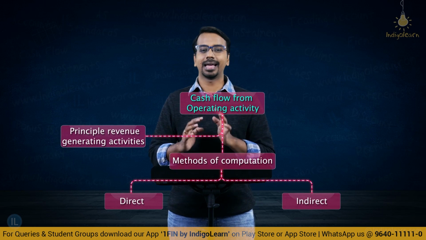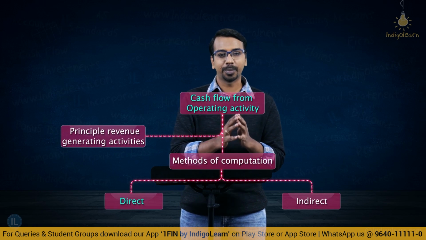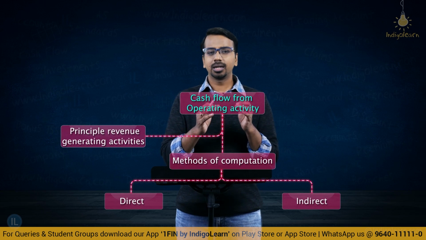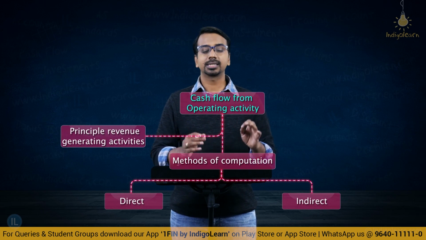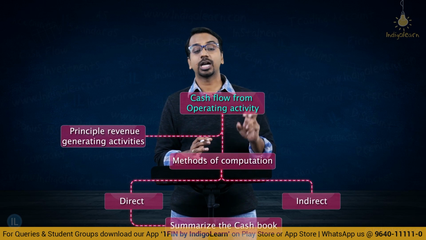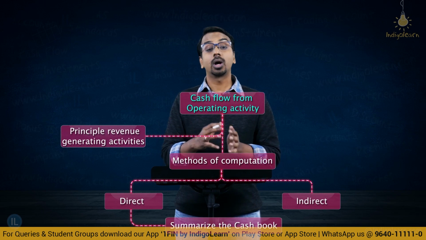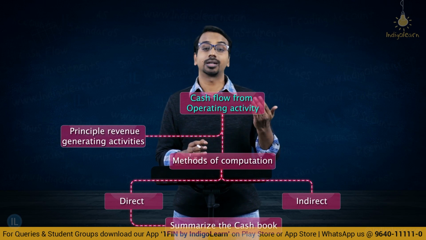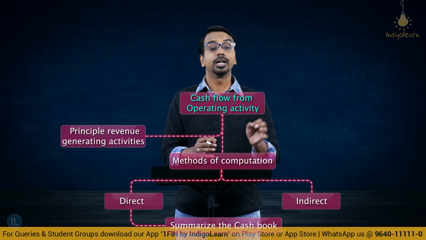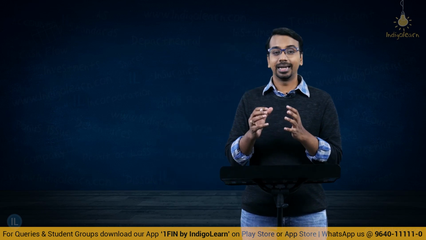We'll take a small example and understand how we compute cash flows using the direct method. Now when we talk about cash flow from operating activity under the direct method, what we simply do is summarize the cash book that we have. What is the meaning of summarizing the cash book? See, what does the cash book tell you? What are the inflows? What are the outflows? Or what are the receipts? What are the payments? So just by summarizing the cash book, you can figure out the cash flow from the operating activities. Let's see how it works.